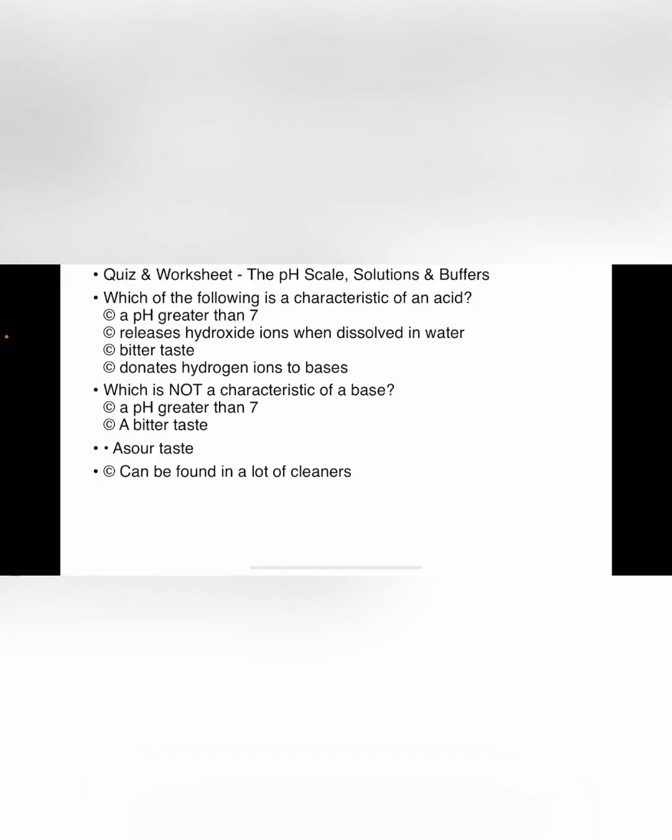now let's look at the second question. Which is not a characteristic of a base? A pH greater than 7, yes, the pH scale of a base ranges from 7 to 14. So that is its characteristic. It has a bitter taste. Yes, it has a bitter taste. And does it have a sour taste? No, that's not a characteristic of a base, because a base has a bitter taste, not a sour taste. Can be found in a lot of cleaners. Yes, most of the bases are those that we use at home.